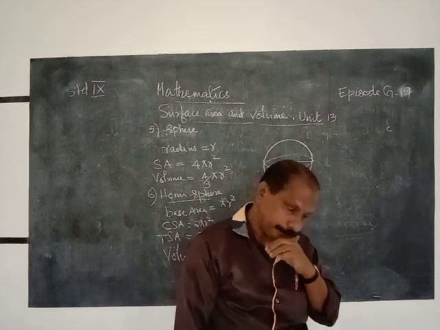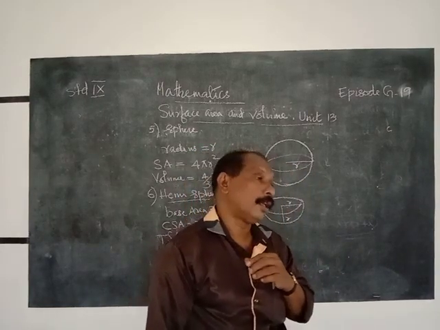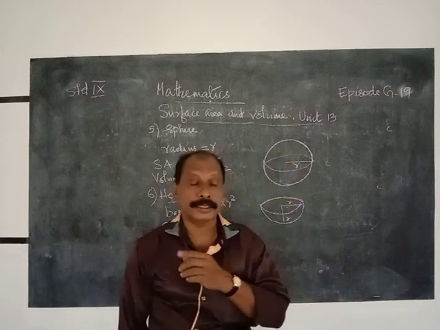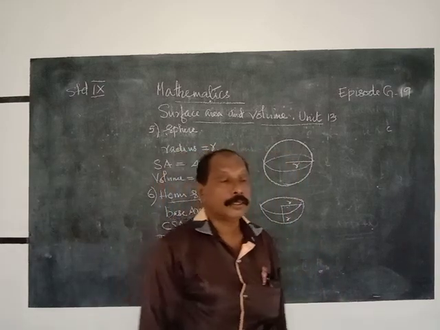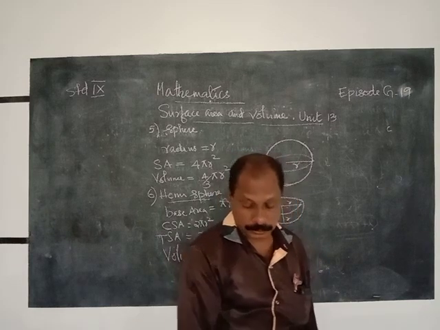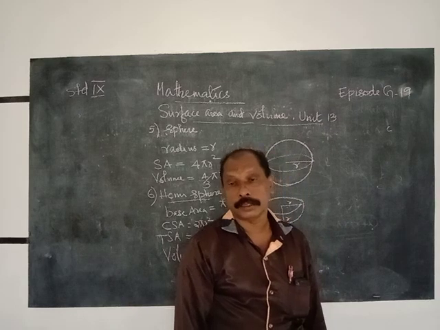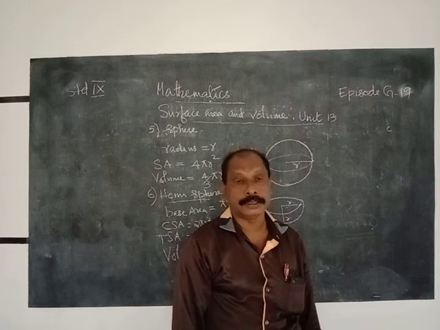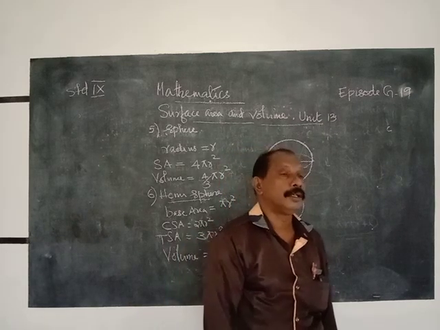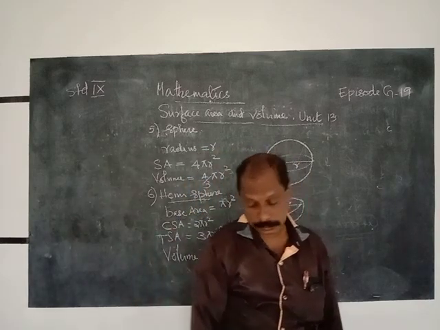Then, base area of the cone is pi r square and the curved surface area is pi r l. Therefore, total surface area is equal to pi r square plus pi r l, which is pi r into (r plus l). And the volume of a cone is 1/3 of the volume of the cylinder with the same dimensions. Therefore, volume of the cone is equal to 1/3 pi r square h.